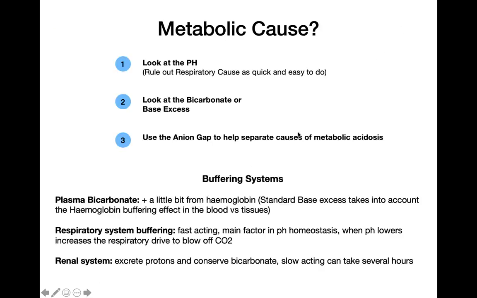So metabolic cause, look at the pH. You see respiratory numbers all the time, so you hopefully feel most confident with those. Quickly rule out a respiratory cause. Look at your bicarbonate, look at your base excess, and then use your anion gap to separate out your causes of metabolic acidosis.